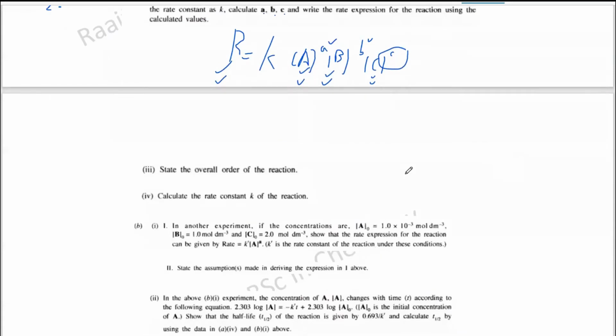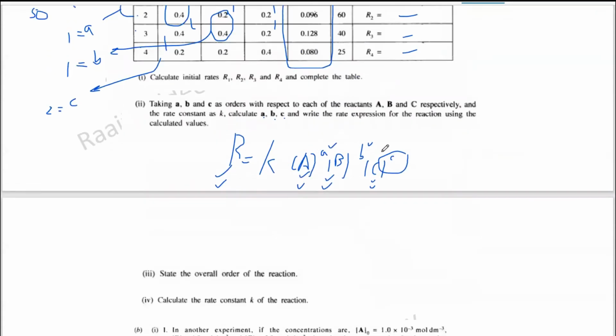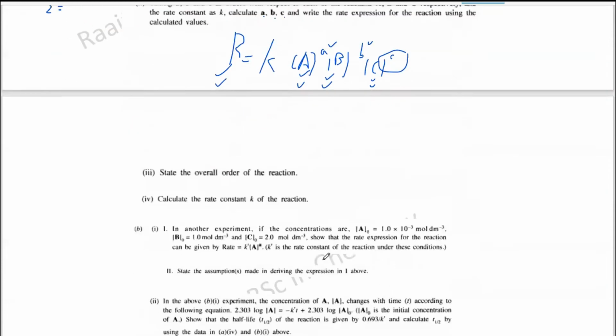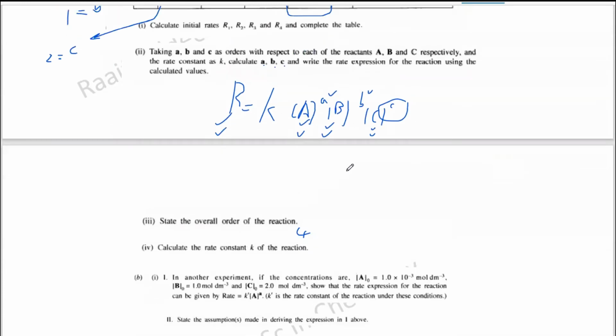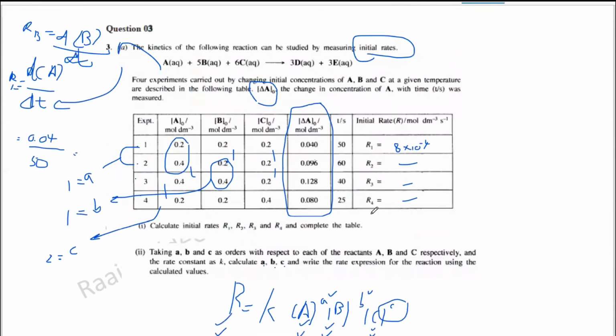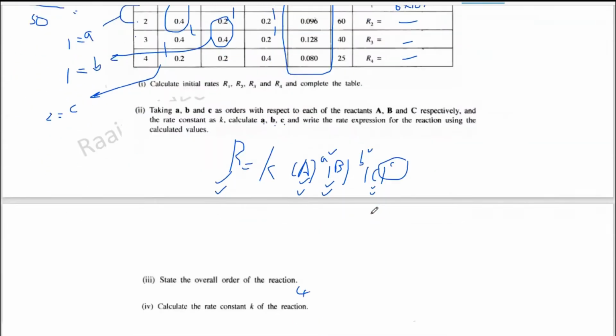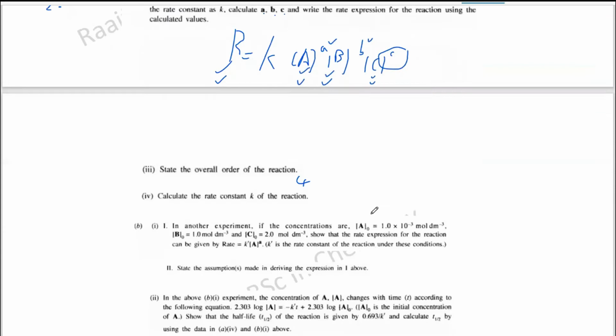And state the overall order. You know the overall order means A plus B plus C. So typically the overall order is 4. One thing I have to mention here: you will never practically see this type of reaction where the overall order is 4, because it is very, very rare. Normally we go for 3 or so.